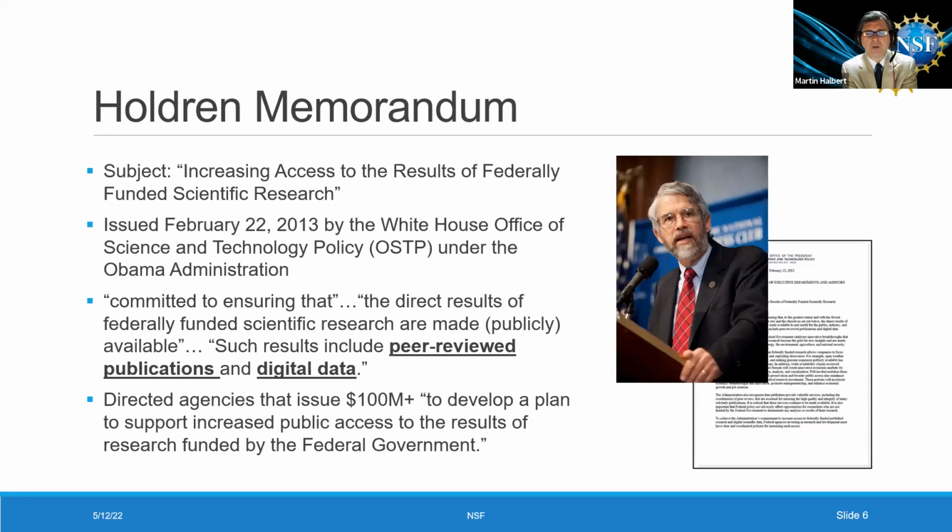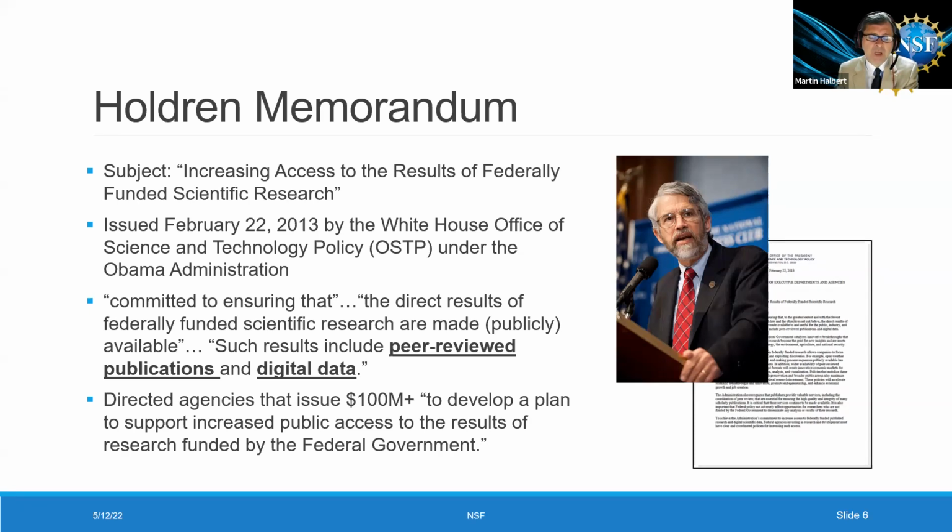I want to go back to a really seminal moment, just to recap and mark its importance. This was the Holdren Memorandum of 2013, issued by then Director of the White House Office of Science and Technology Policy, John P. Holdren, entitled Increasing Access to the Results of Federally Funded Scientific Research. It called out the importance of sharing and making publicly available results of federally funded research, such as peer-reviewed publications and digital data. It directed agencies that issue more than $100 million in awards per year to develop a plan for increasing public access through these sorts of public access mechanisms.